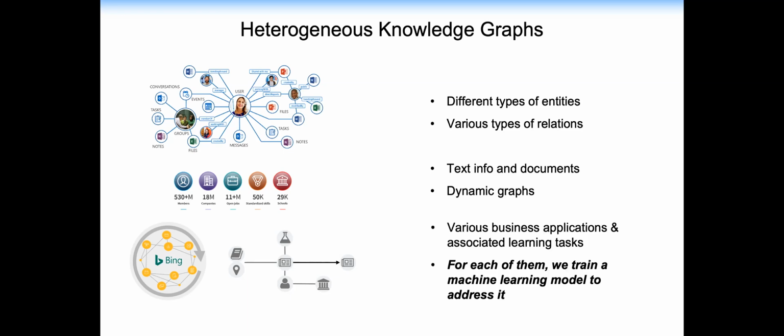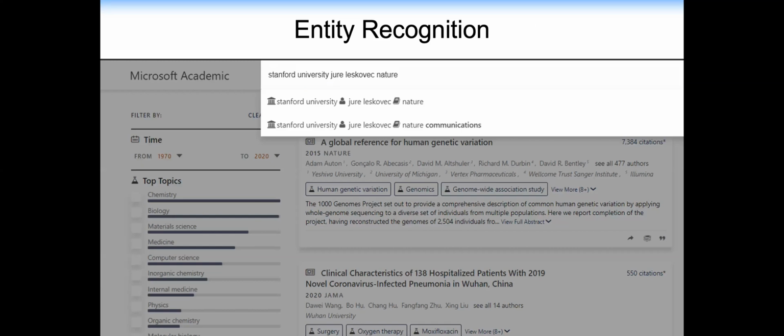Okay, given all those knowledge graphs, we actually have lots of business applications, and to address most of them, we need to address associated machine learning tasks. The common practice is that for each of those tasks, we try to train one machine learning model dedicated to this task. Here are those tasks specifically in the academic domain. So here are some examples. The first one, very commonly, is entity recognition.